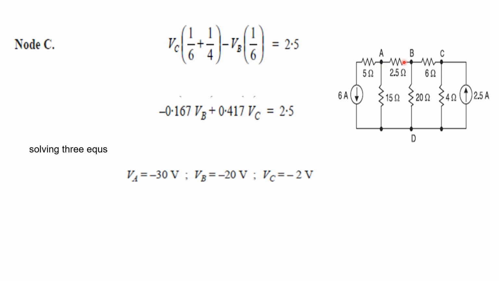So at nodes A, B, C, we have written 3 node equations based on Kirchhoff's current law and applying Ohm's law. After solving these 3 node equations, we have obtained VA as minus 30 volt, VB as minus 20 volt and VC as minus 2 volt.